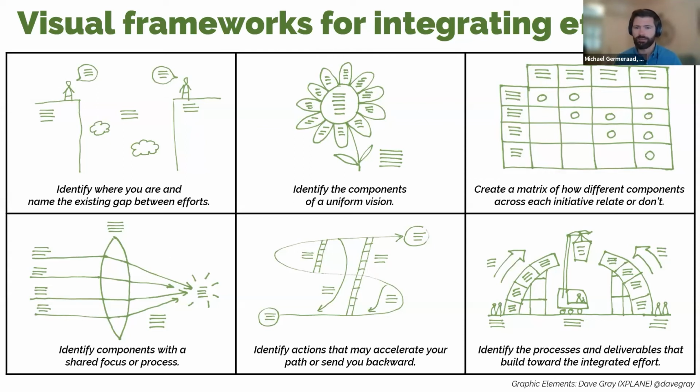So you could start in that upper left corner, identifying where you are and the existing gap between your efforts. Maybe the next step is you really identify the core goal, the uniform vision for your program and the elements of it. Maybe then there's an opportunity to create a matrix of where there is a nexus between the different components of your work, and so on and so forth, all the way down towards what are the small steps that you can take to continue to build towards a more integrated effort.